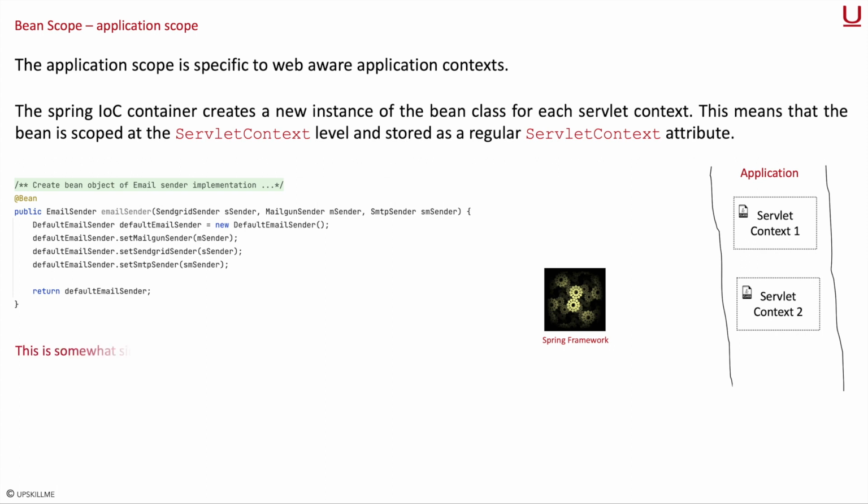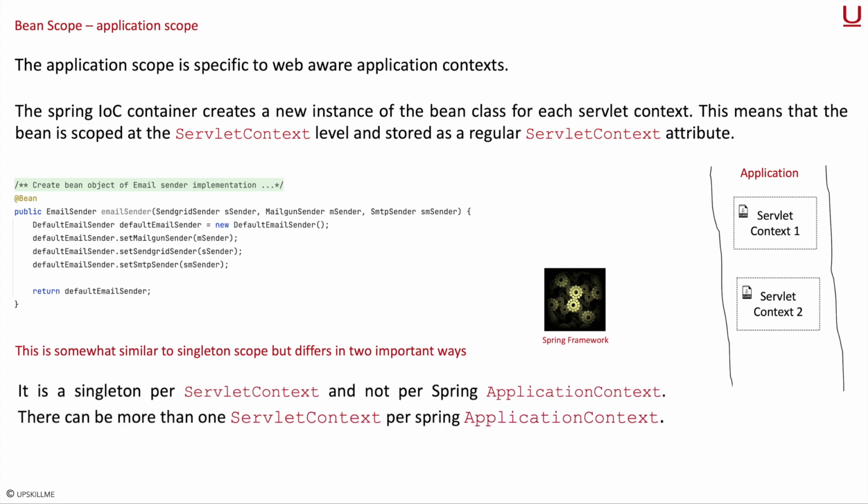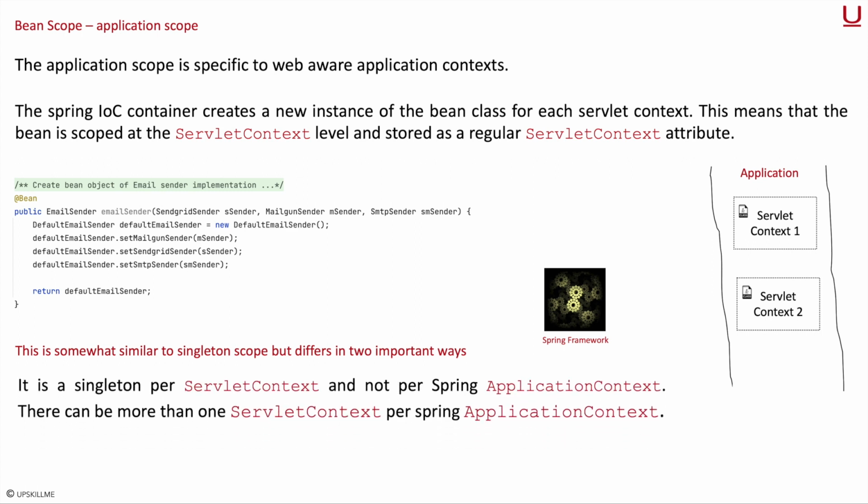This is somewhat similar to singleton scope but differs in two important ways. Number one, it is a singleton per servlet context, not per Spring application context. There can be more than one servlet context per Spring application context. Number two, it is actually exposed and therefore visible as a servlet context attribute.